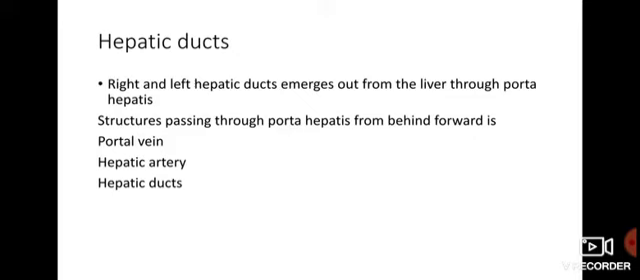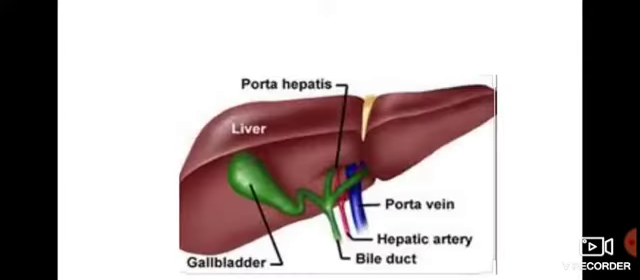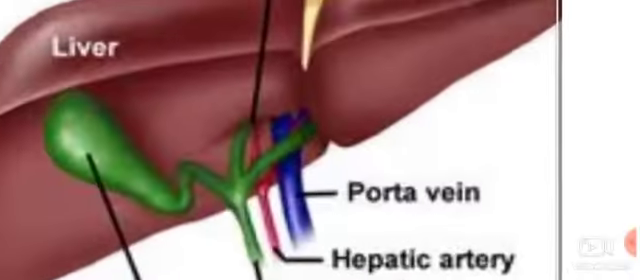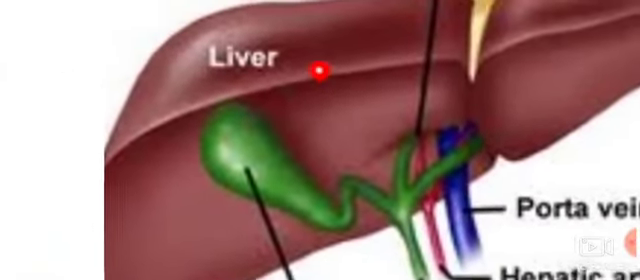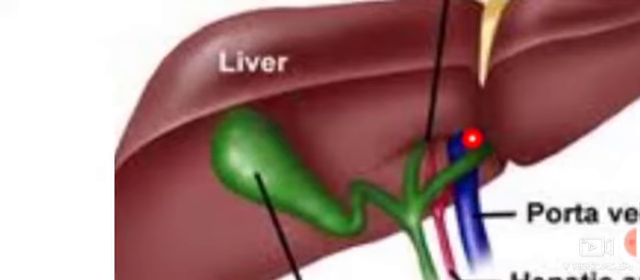When the right and left hepatic ducts exit through the porta hepatis, two more structures pass along with them. One is the hepatic artery, the other is the portal vein. And see how they are related. This area is the undersurface of the liver. You can see here the porta hepatis through which three structures are present.